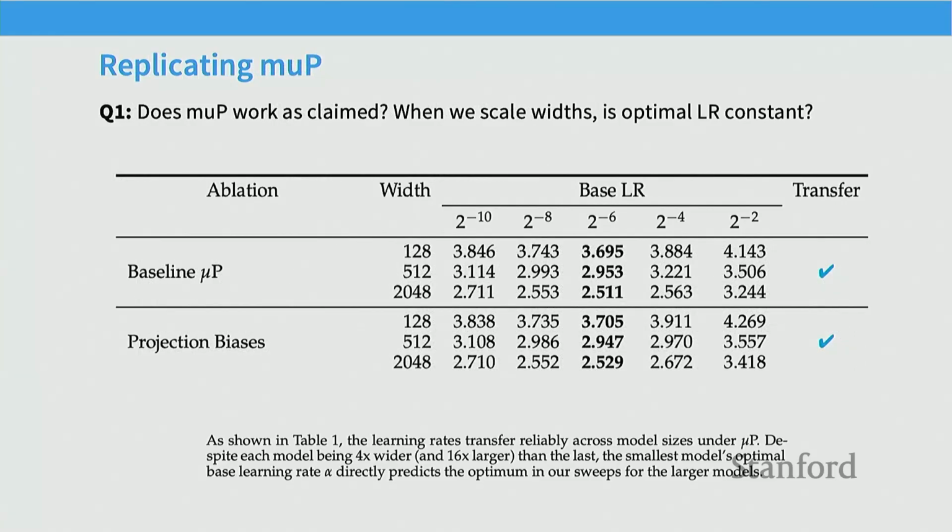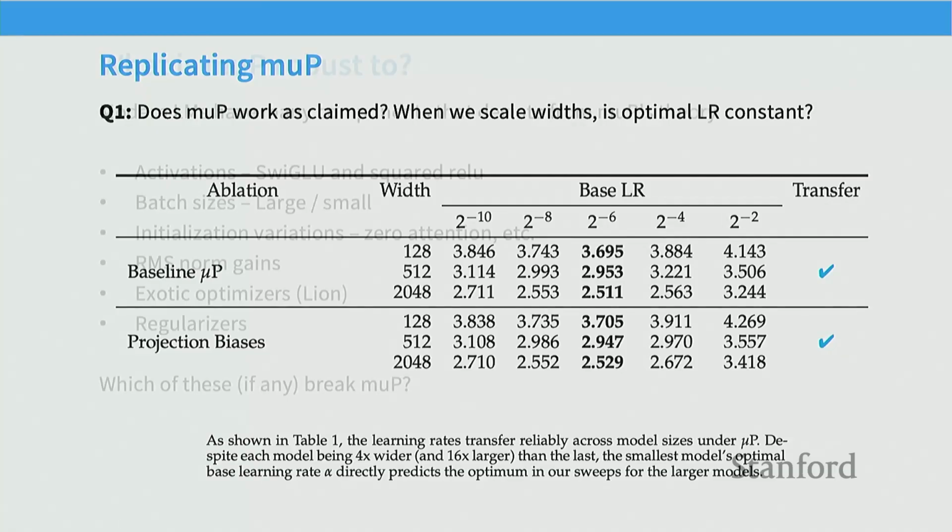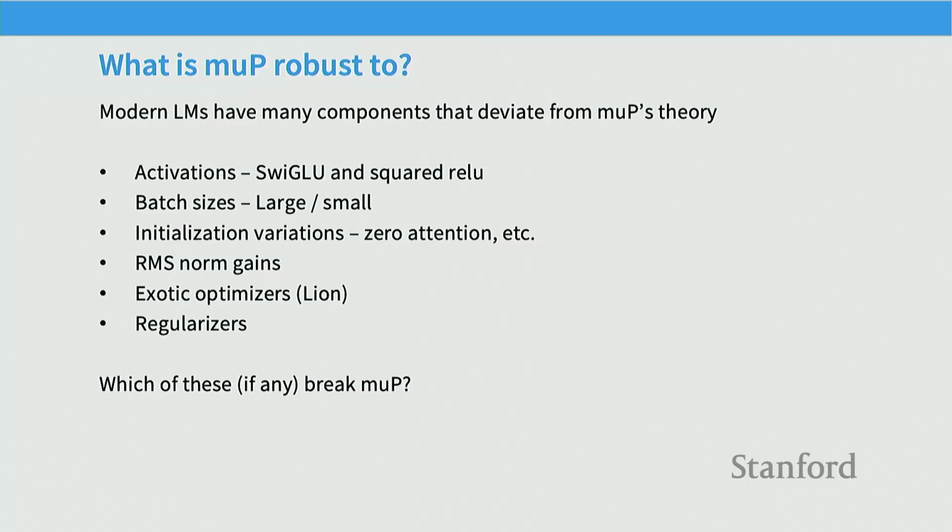So question number 1 is, does it work? Well, the answer is yes. We have different widths, 128, 512, 2048. We have different learning rates across the columns. And the idealized strategy here is we run a sweep of learning rates at the small scale. I pick the smallest scale, and I scale that up. And hopefully that base learning rate remains optimal. And it seems like learning rates transfer very reliably across model sizes if we're doing this somewhat precise scaling.